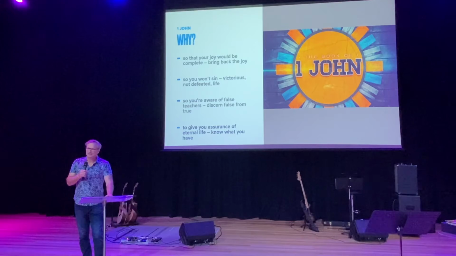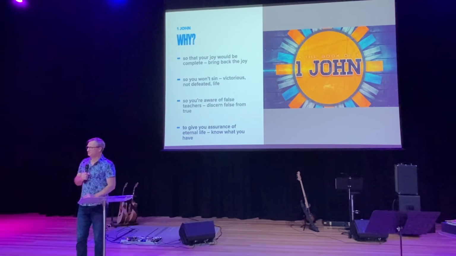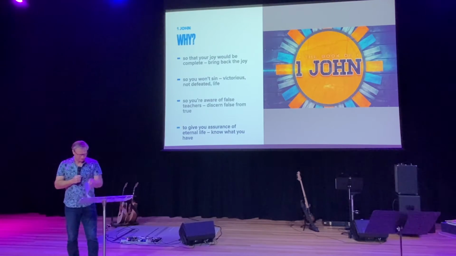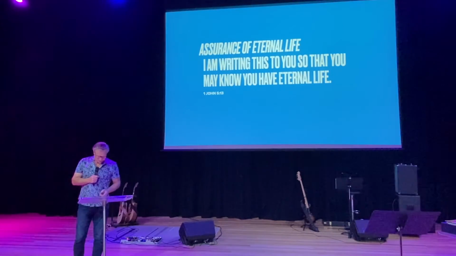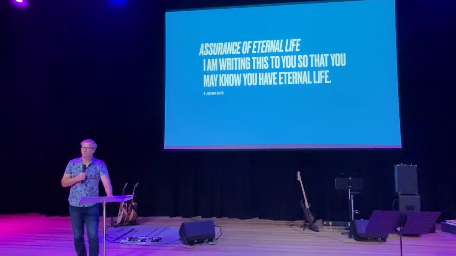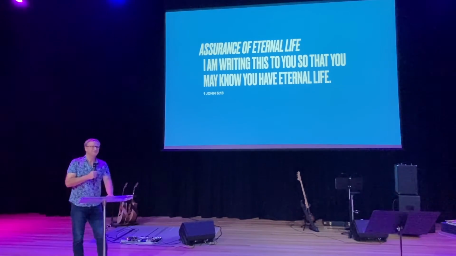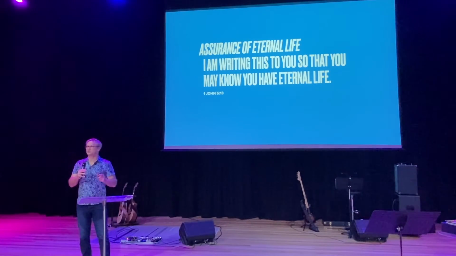And the last reason that he states in his letter as to why he wrote it was to give you assurance of eternal life. It was to make sure that his readers and us today know what we have. Assurance of eternal life. And the verse for that one is in chapter 5. It says, I am writing this to you so that you may know you have eternal life. And that's a great thing, isn't it? That we're not floundering around in the dark, wondering what we have, or what we believe, or what our eternal destiny is. But we know, we have assurance that we have eternal life. Amen. And for me, that's the crux of this book. That's the take-home message for me. I'll come back to that one in a moment.